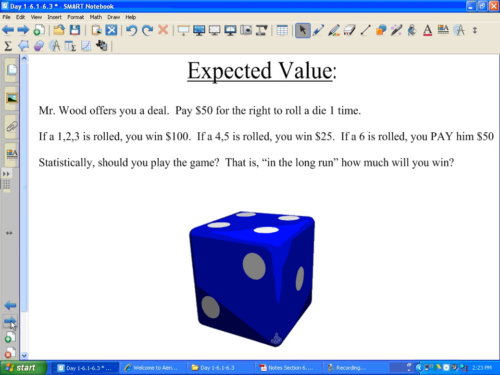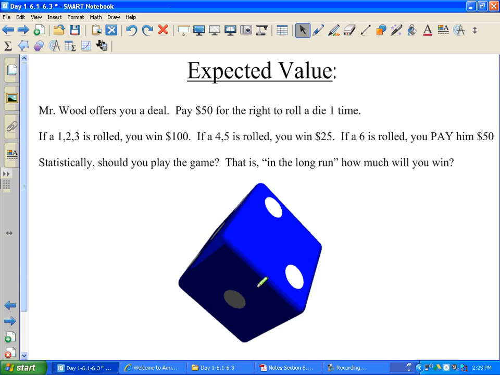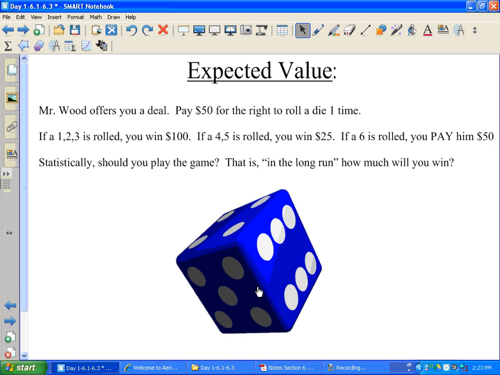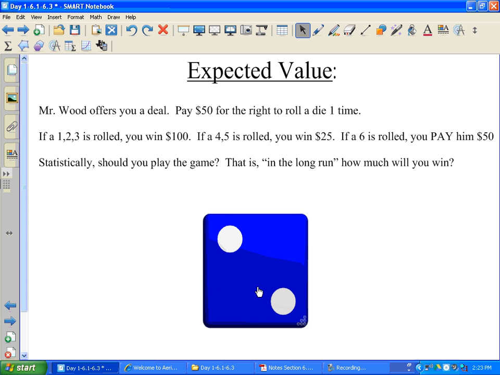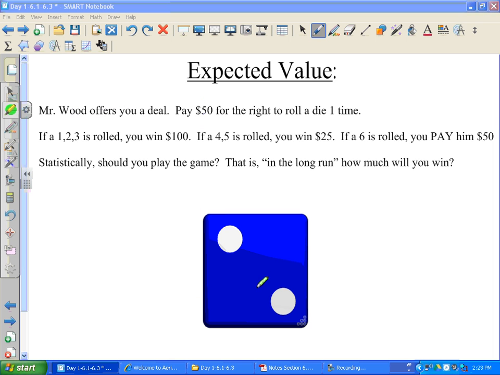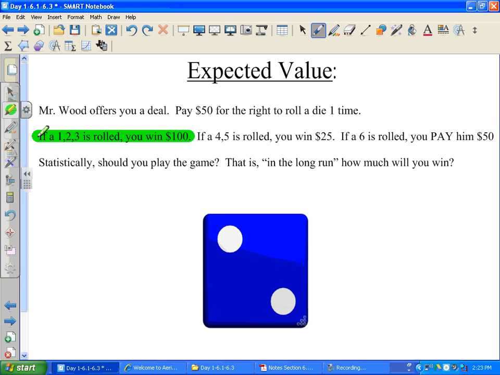I'm going to make you guys a deal. Here's the deal. You get to roll the dice. You're going to pay me for the opportunity to roll dice. Okay? In fact, you're going to pay me $50 for the opportunity to roll this dice. But here's the deal. If you roll a 1, 2, or 3, I will give you $100.